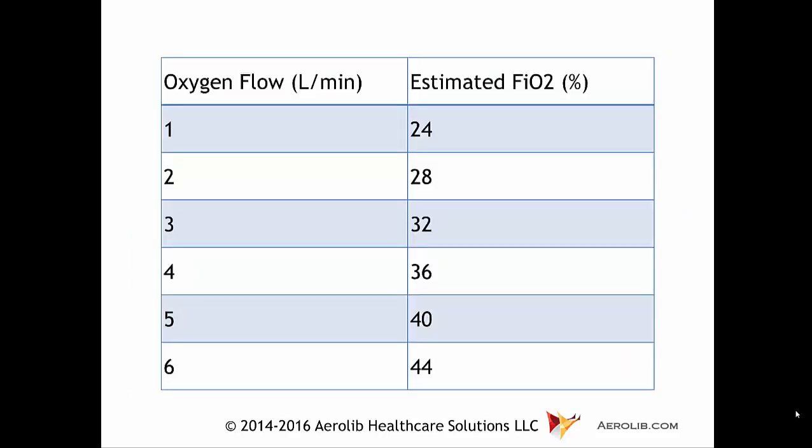So if we have to estimate FiO2 depending upon the oxygen flow rate, it shows here the values for a nasal cannula. So oxygen at 1 liter per minute approximately indicates FiO2 of 24%. A flow rate of 5 liters per minute indicates FiO2 of 40%.